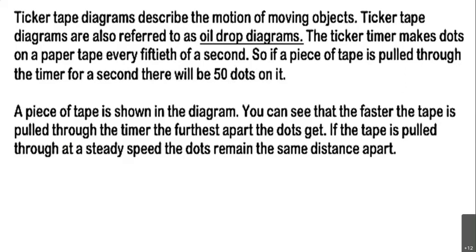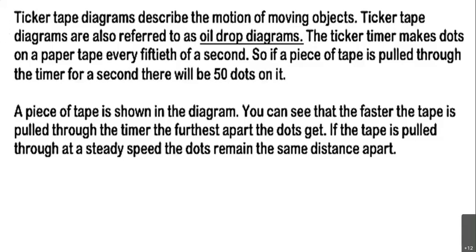It's a device that allows us to easily figure out the speed of very small objects. It's called a ticker tape timer. Try saying that 5 times fast. Its diagrams are sometimes called oil drop diagrams.